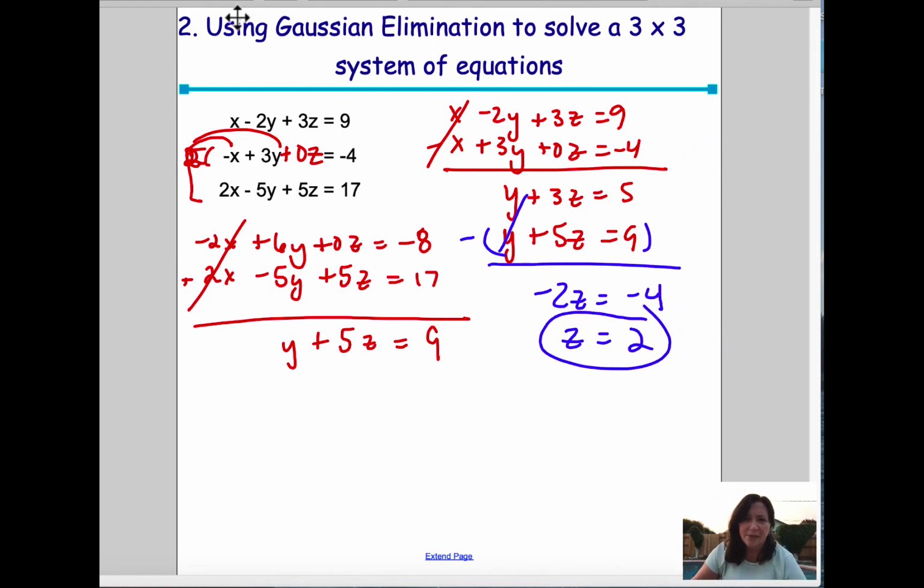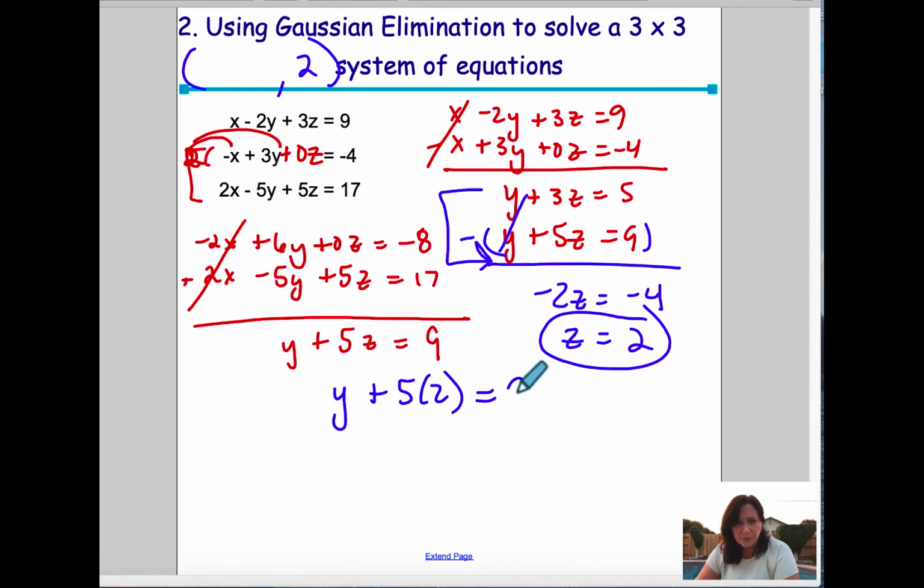So for my intersection point, x, y, z, z is 2. So now I'm going to plug this into either one of these equations. I'm just going to pick this one since I haven't messed with it yet. And we're going to go y plus 5 times 2 equals 9. So that's 10. So I'm going to subtract 10 from both sides. I'm going to get y is equal to negative 1. So now I've got y, which is negative 1.